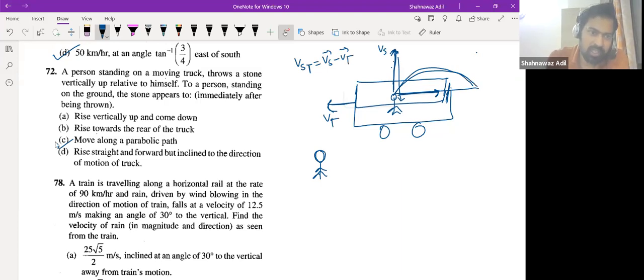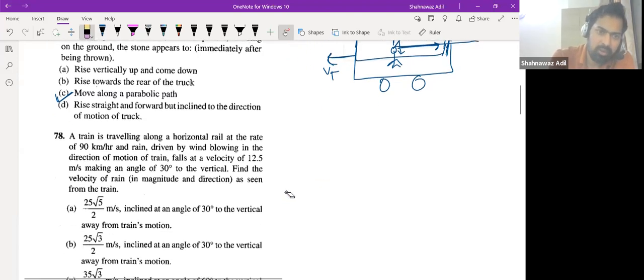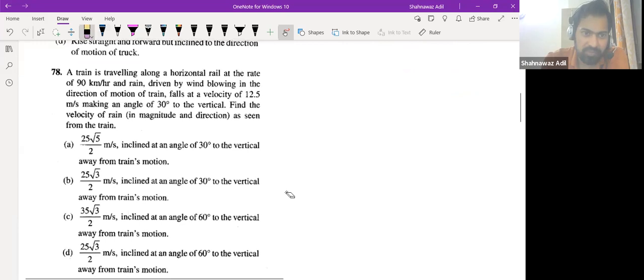So did you understand this part? Clear? Yes, sir. Just note down this diagram, and then, right, so now what is the next question?